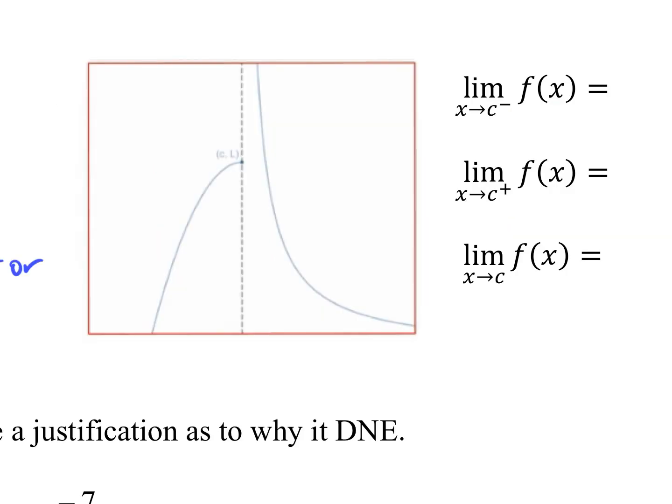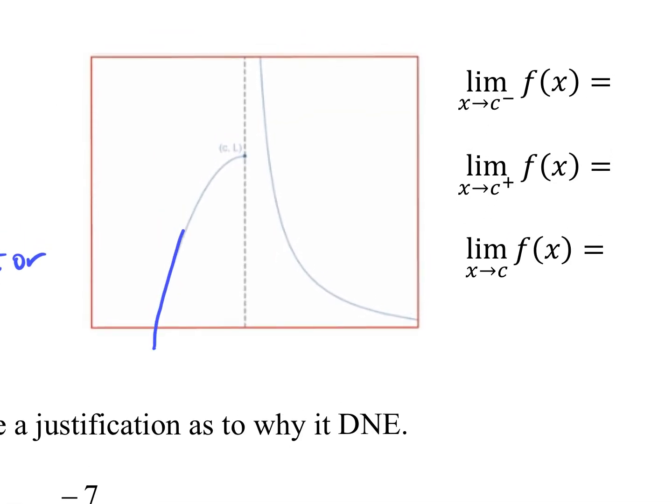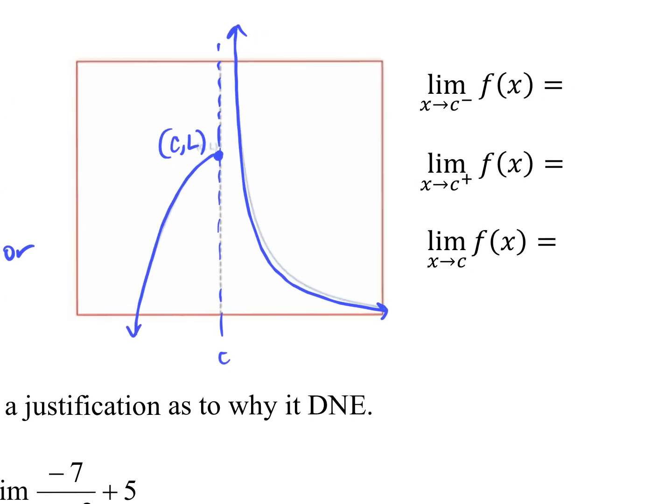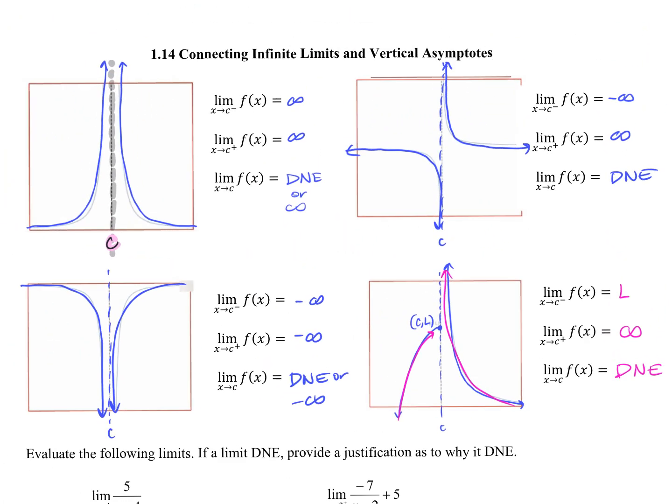This one's a little funky. What you can't see is that this point is (c, L). We have a vertical asymptote there, and the graph is doing this. So as I'm approaching c from the left side, and as I'm approaching c from the right side, therefore my limit does not exist.